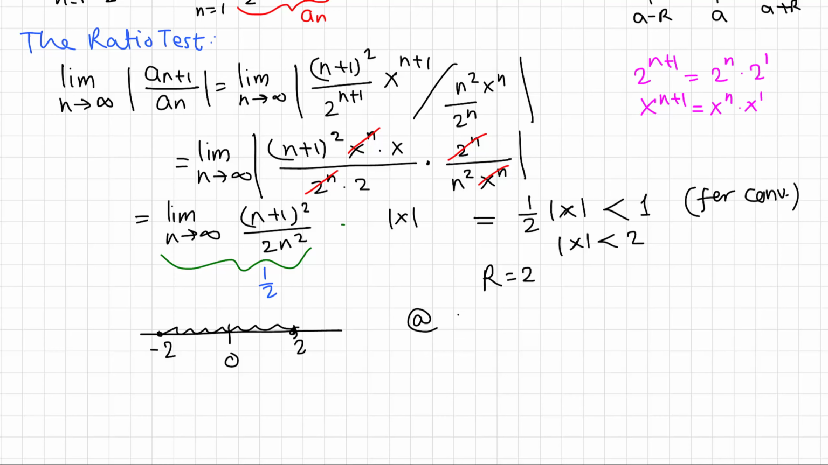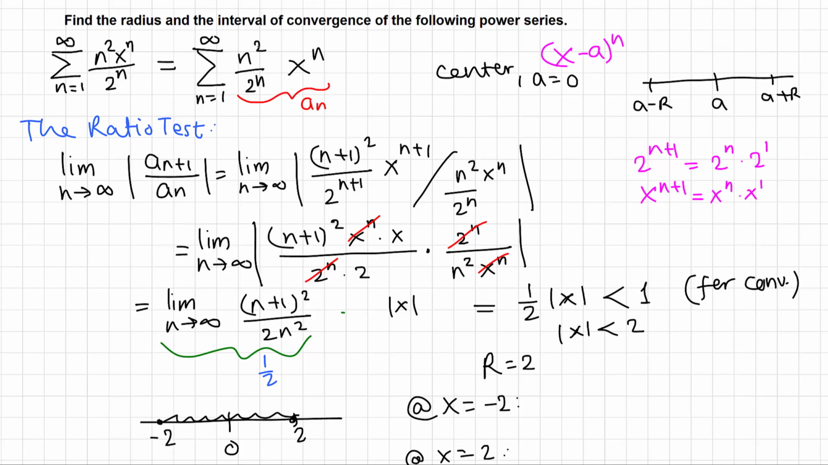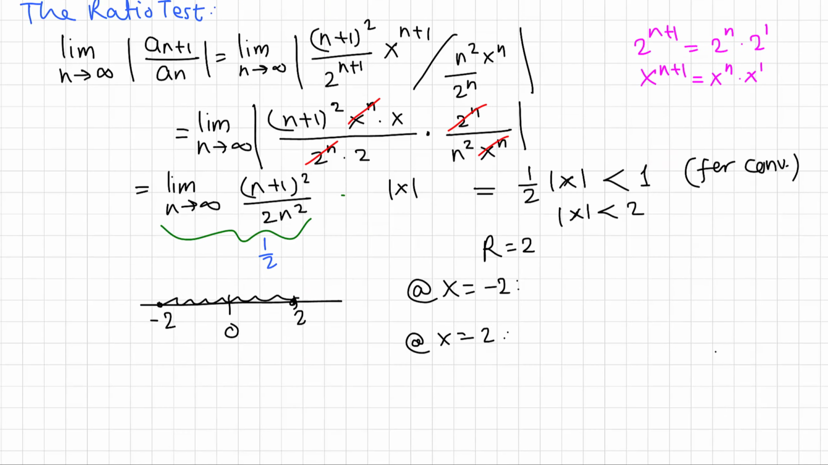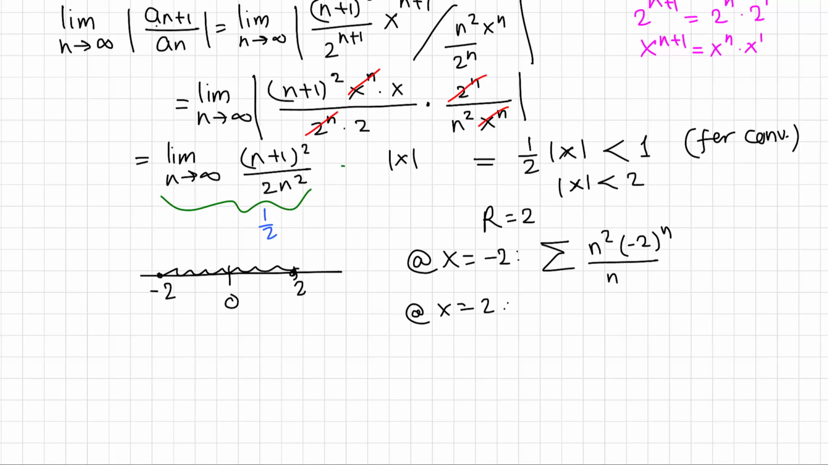So we need to test those points at -2 and at 2. Let's write down the original series, that's n squared x^n over 2^n. When we replace x with -2, that would be n squared times (-2)^n over... okay, my bad, that's 2 raised to n, not n squared. So this will be the sum of 2 raised to n, n goes from 1 through infinity.